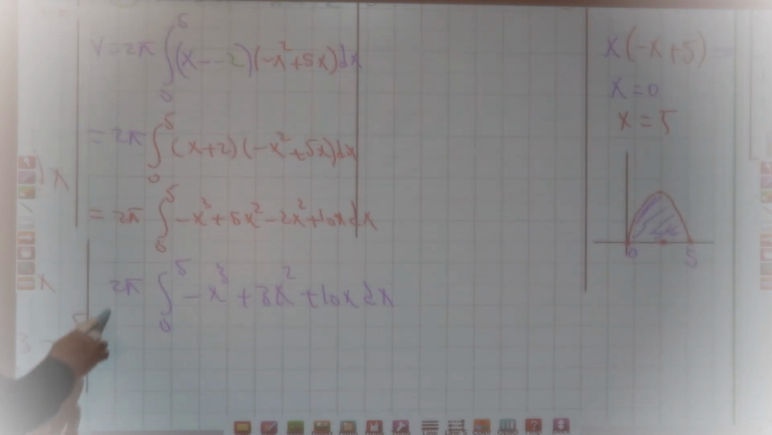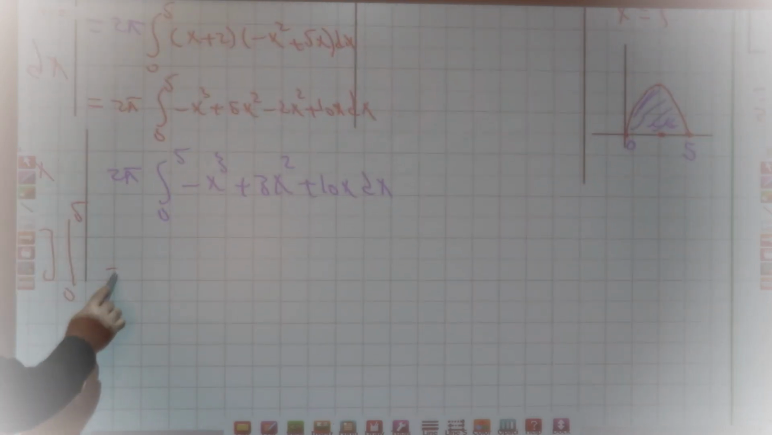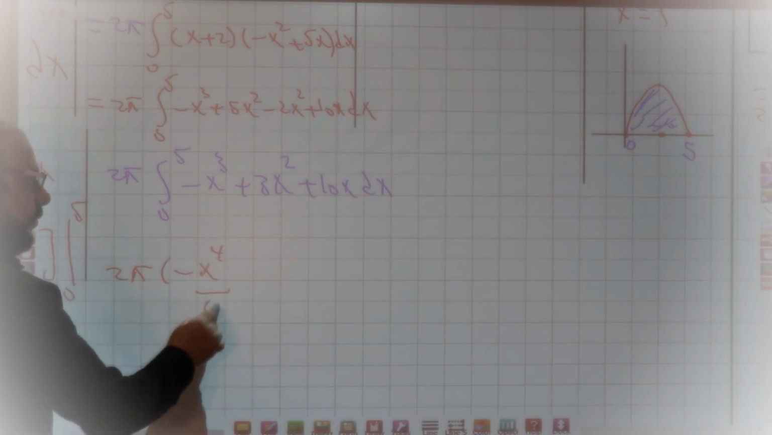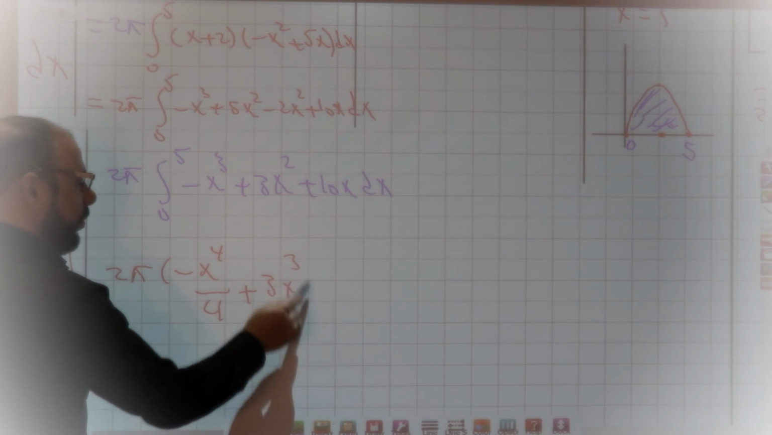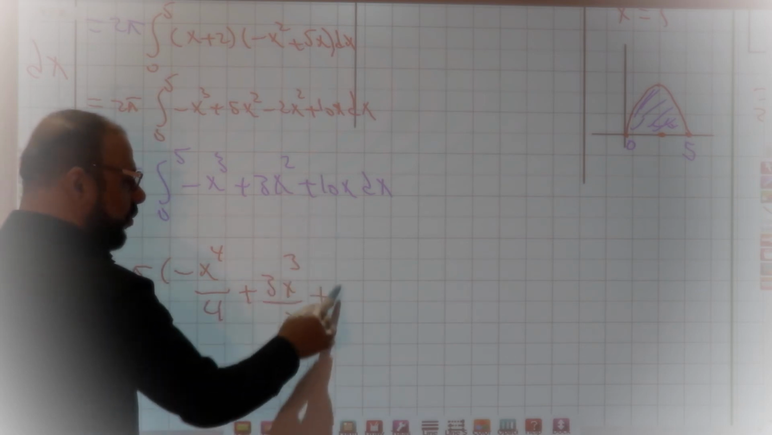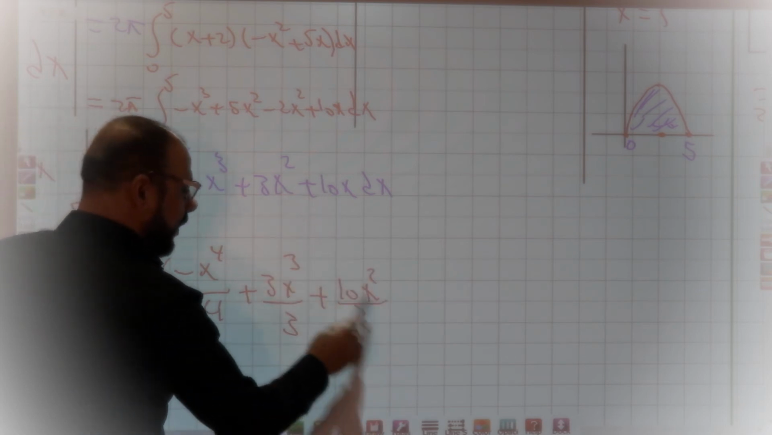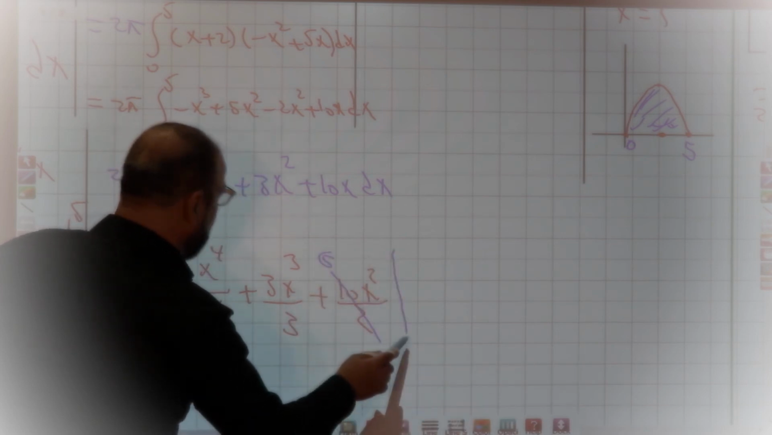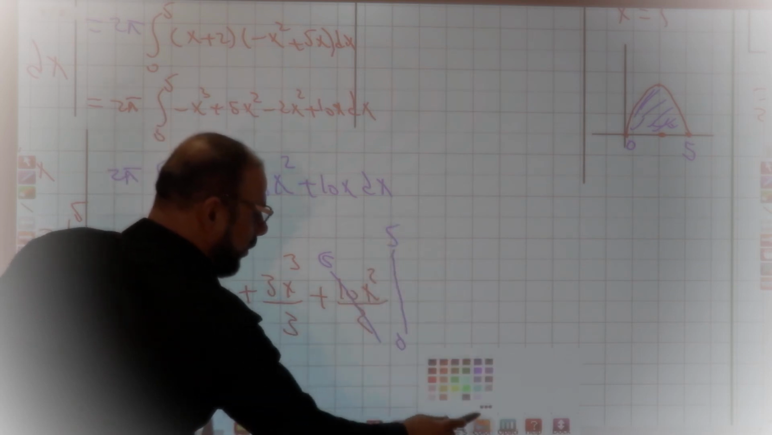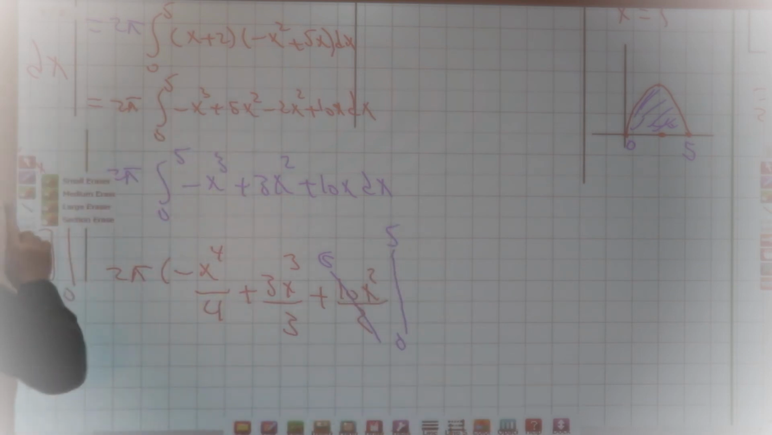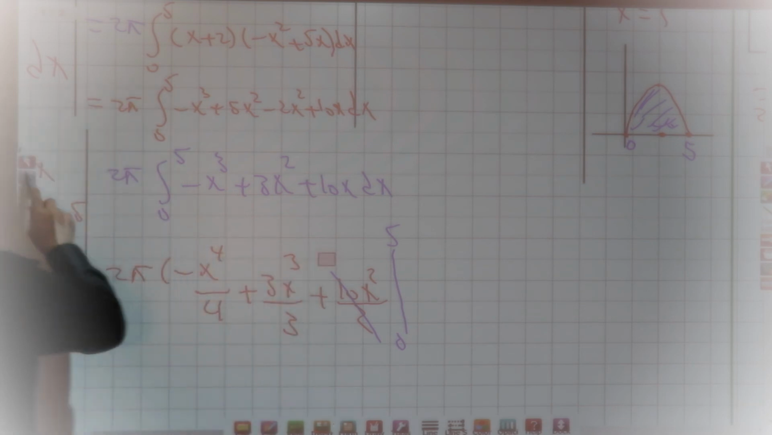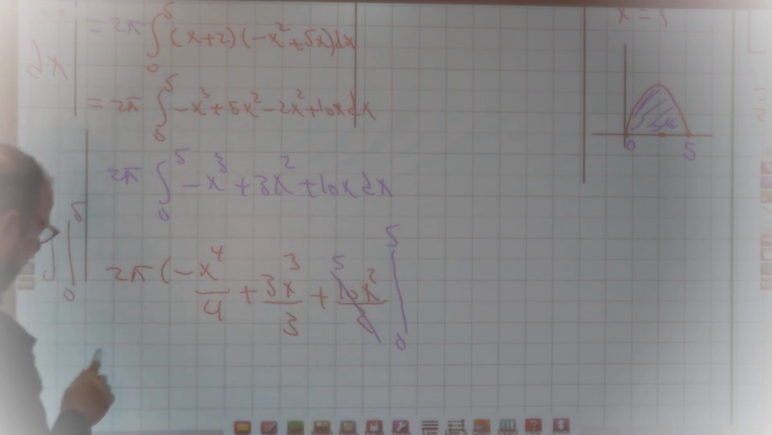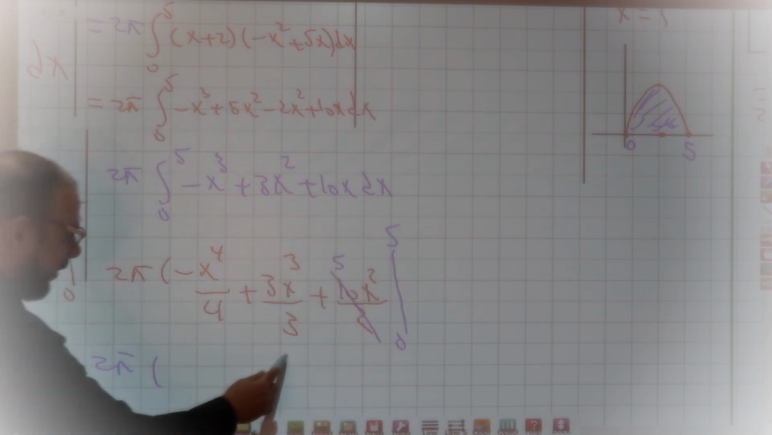Now equal 2 pi, negative x to the 4 over 4, 3x cubed over 3, 10x squared over 2. You can simplify this, I'm positive, you know that. This becomes 5, and from 0 to 5. And I'm going to leave this also for you. What you do, just 5, this 5. I'm going to do this quickly. One of them, that's a gift.